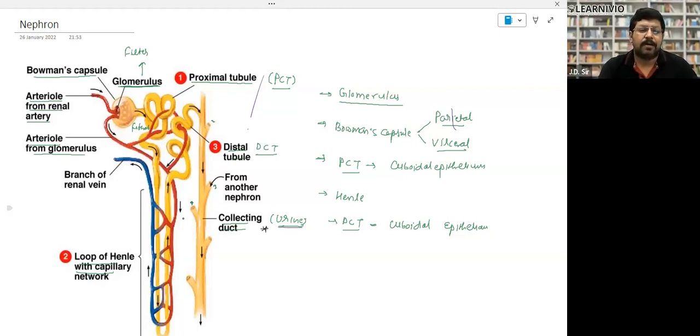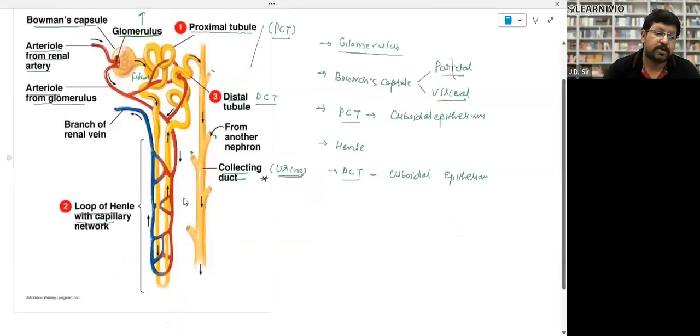But after the filtration, right, this capsule is called Bowman's capsule. Bowman's capsule takes out the urine, water, and other important substances. Here we do not use the term urine for it, right?